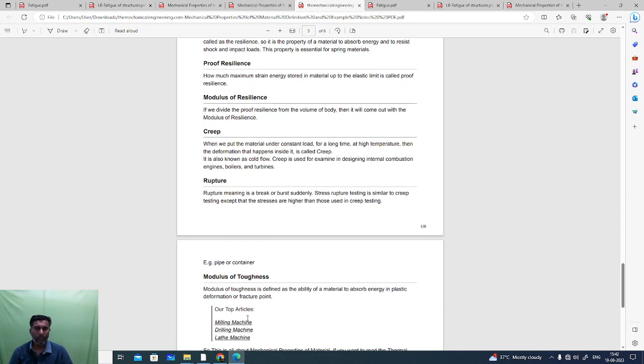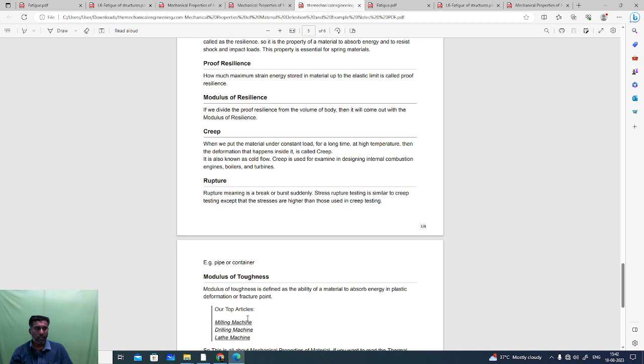Next one is creep. We understand it as a constant load, as I already told, over a period of time, maybe at high temperature, where deformation happens inside. That is called creep. Creep is used to examine designing of internal combustion engines. It is applied in internal combustion engines. There are engines in two categories: one is internal combustion engines, another is external combustion engines. That will help you easily identify IC engines and EC engines.